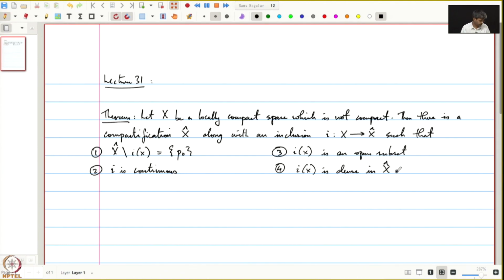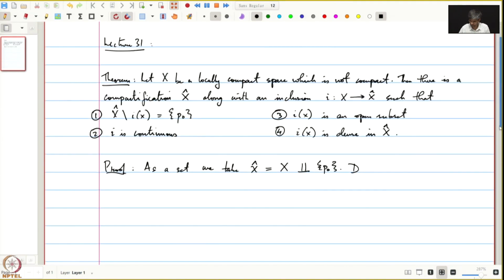Okay. So, let us prove the existence of such a topological space X hat. As a set, we take X hat. So, the first condition already tells us that we want I to be an inclusion and X hat minus the image is just one point. So, therefore, we have to take X hat to be X disjoint union one point. Okay. So, next we have to define a topology on X hat.